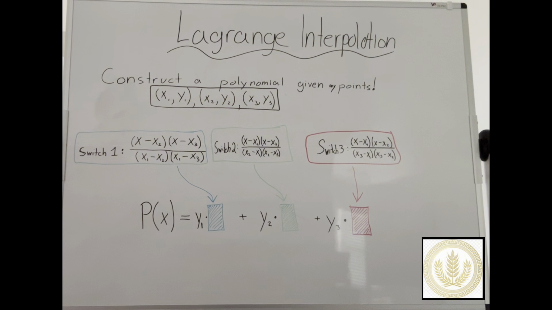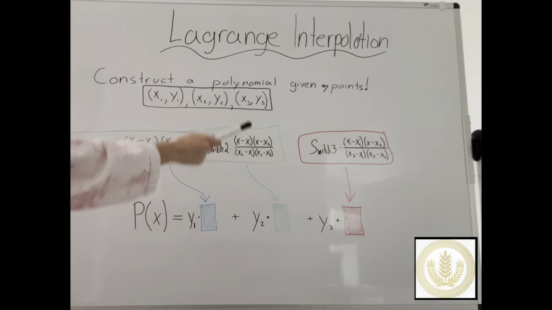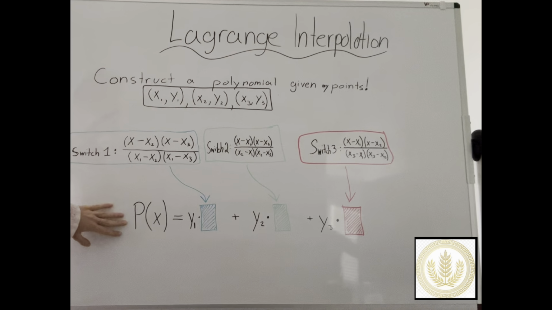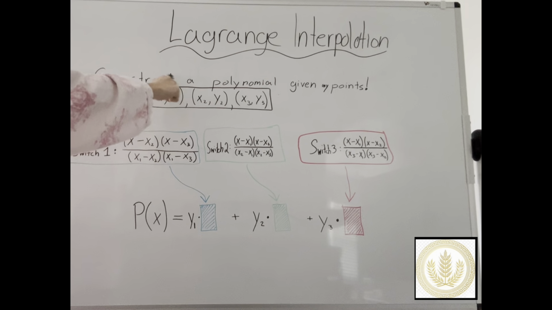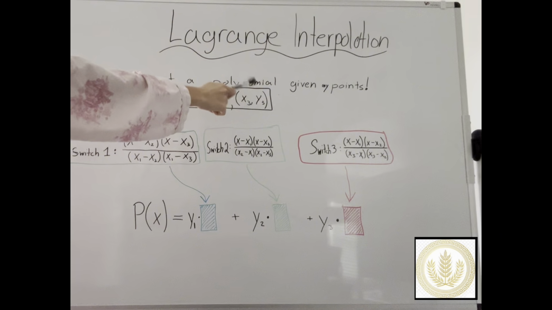them, and we multiply that value by our y values, and that gives us a polynomial based off of these points. So just as a quick overview, this first switch is going to focus on this set of points, the second switch is going to focus on this set of points, and the third switch focuses on this set of points.